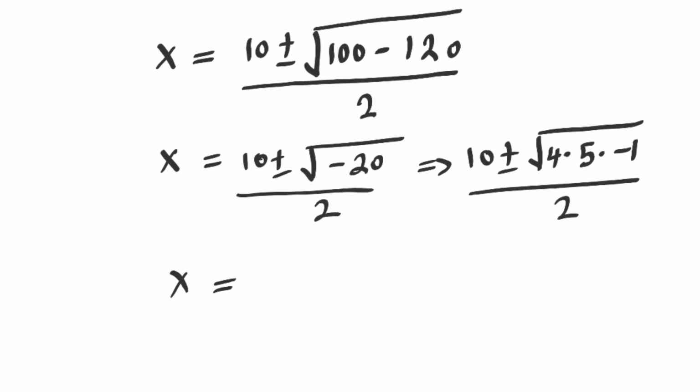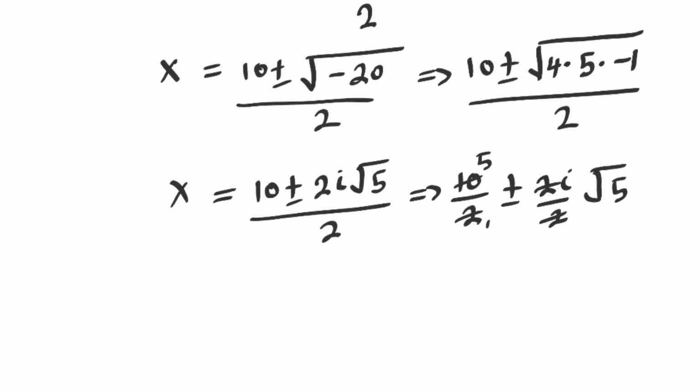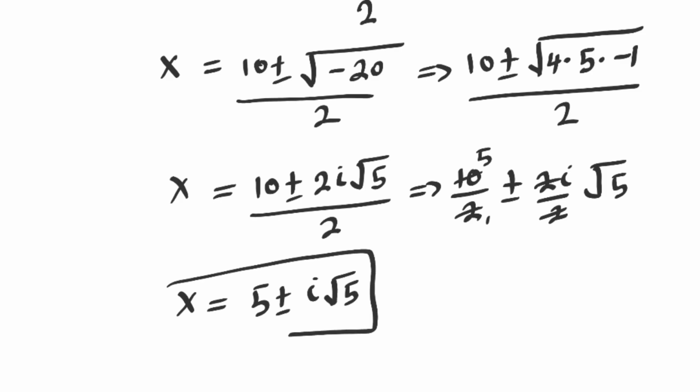x is equal to 10 plus or minus square root of 4, which is 2. Square root of minus 1 is i, root 5, over 2. This is same thing as 10 over 2 plus or minus 2i root 5 over 2. This 2 cancels this 2, here 1, here 5. x is equal to 5 plus or minus i root 5. This is the value of x.